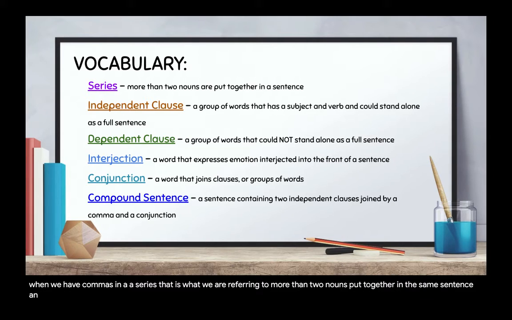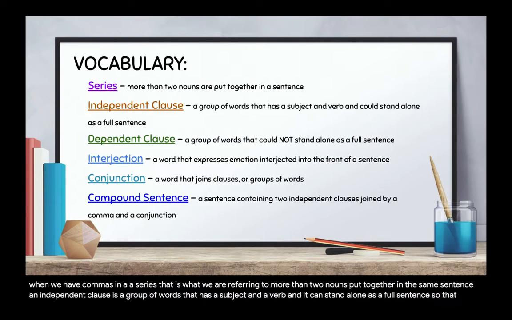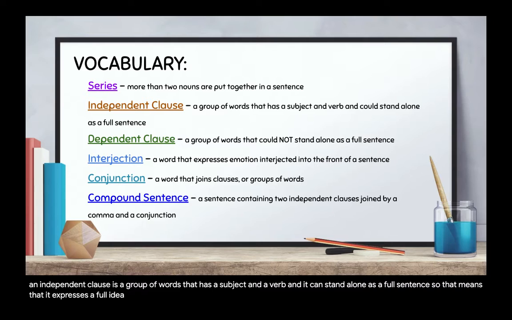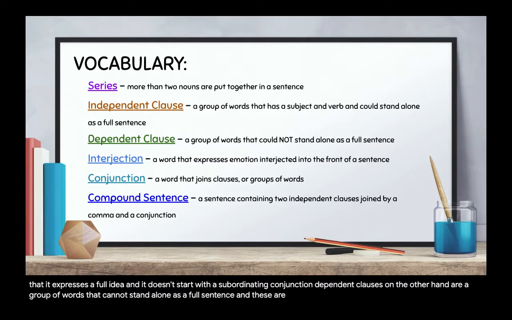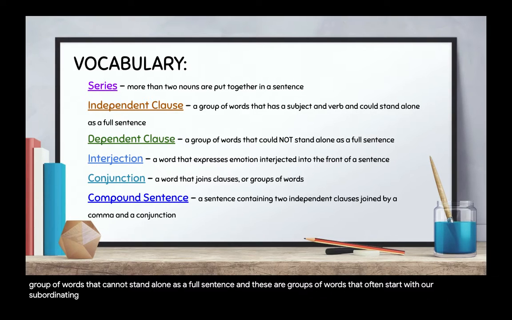An independent clause is a group of words that has a subject and a verb, and it can stand alone as a full sentence. So that means that it expresses a full idea and it doesn't start with a subordinating conjunction. Dependent clauses, on the other hand, are a group of words that cannot stand alone as a full sentence. And these are groups of words that often start with our subordinating conjunctions.